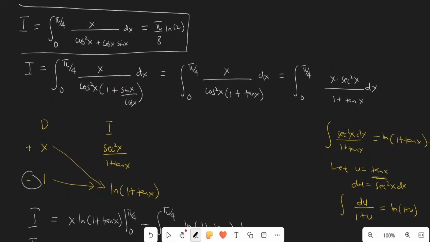I get to use the King's property and integration by parts. So this is how I can solve this integral. If you have an easier way of solving this integral, please leave a comment in the comment section.